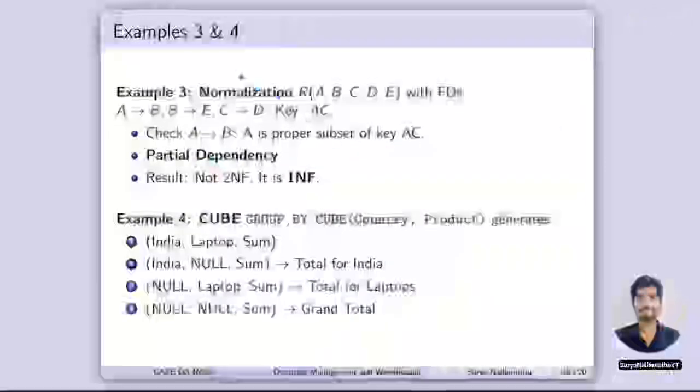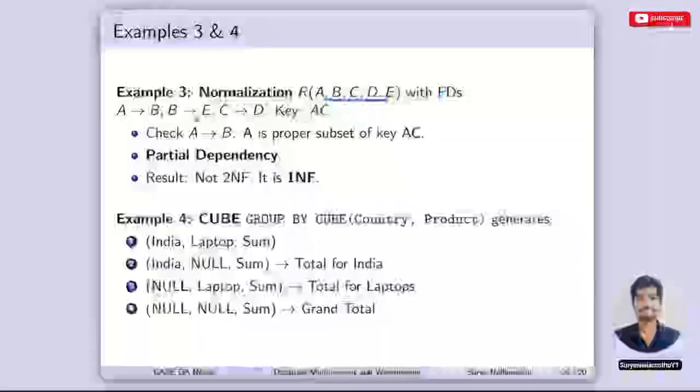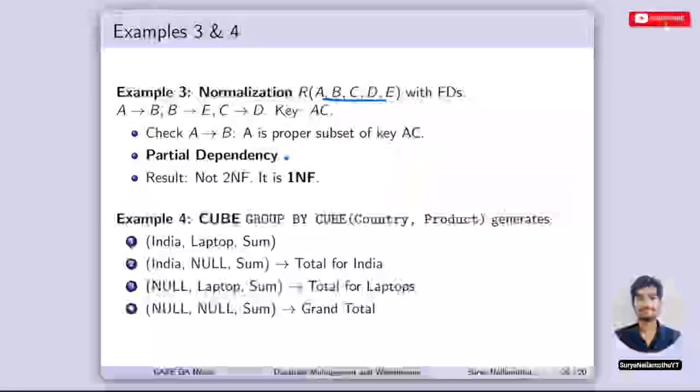Next, examples 3 and 4. In example 3, we observe that we have been given the relation and these functional dependencies, and the key is AC. So the key is directly given as AC. Check A tends to B. It means A is a proper subset of the key AC. So here a partial dependency will occur. How do I say a partial dependency occurs?